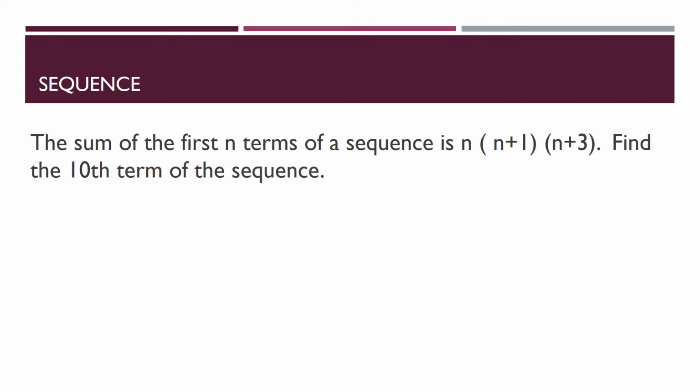Our next question is on sequence, and we have that the sum of the first n terms of a sequence is n(n + 1)(n + 3). We are asked to find the 10th term of the sequence. We have option A, option B, option C, option D, and option E. So let's work this and see the one that is correct.